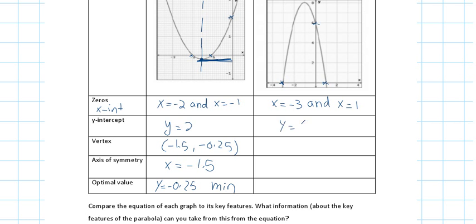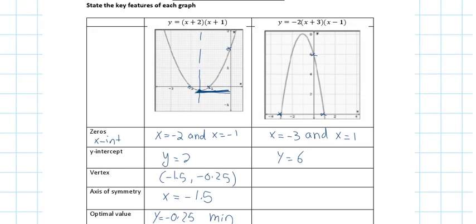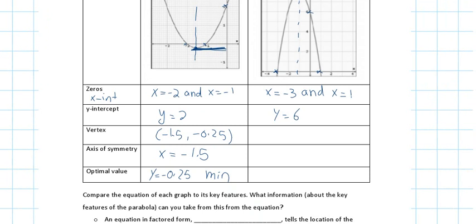The vertex, what's the x value? -1, right? And then the y value is 8. So it's (-1, 8). And the axis of symmetry is? What do I write? x equals -1. And the optimal value is y equals 8, and it's a max.